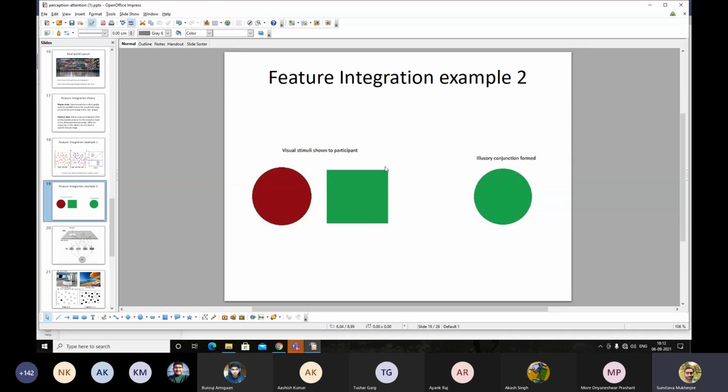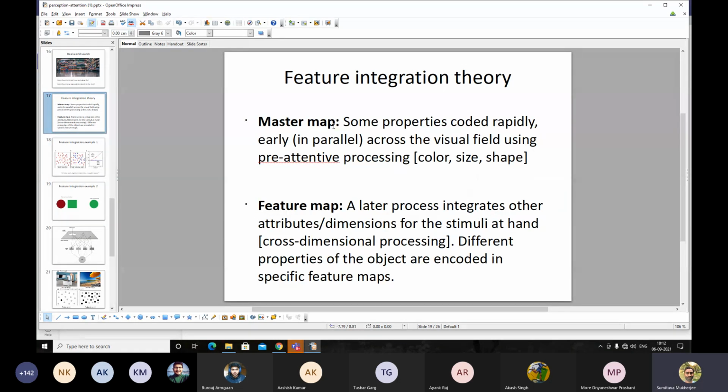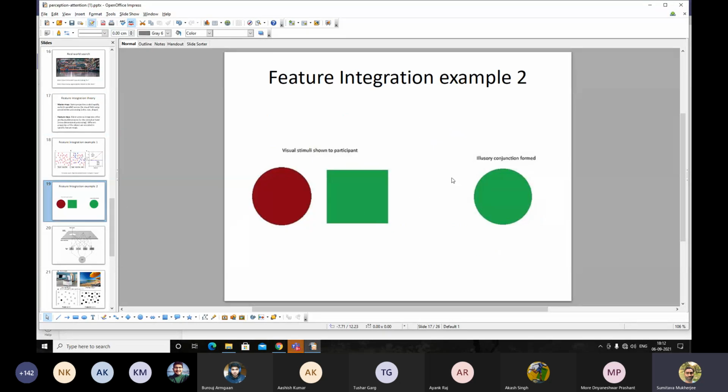Okay, so first you form a master map, and then you form a feature map, which essentially integrates other attributes and dimensions for that image at hand. So if this later map gets built after the formation of the master map, then that explains why they come together in the form of a conjunction, and this is what you see. Of course, it is illusory, but that's how perception works.